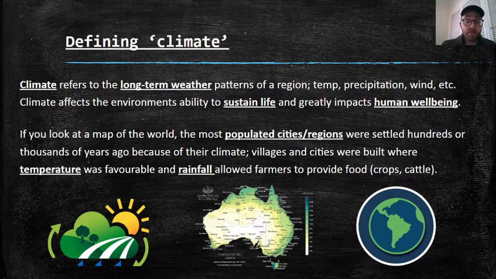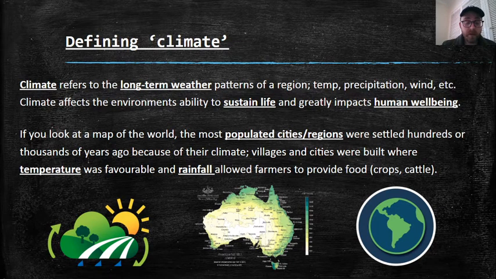If I drop you in the middle of the desert where there's no rainfall, that's going to impact your health and your happiness. It's going to impact the environment's ability to create life. There's not going to be much plant life or animal life, which means there's not going to be much food for the human life. If you look at a map of the world, the most populated cities and regions were settled hundreds or thousands of years ago because of their climate.